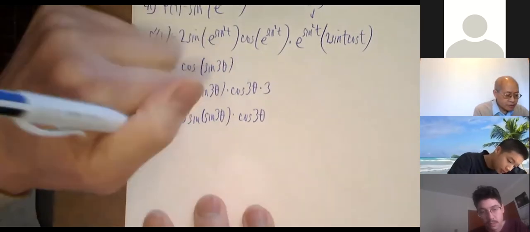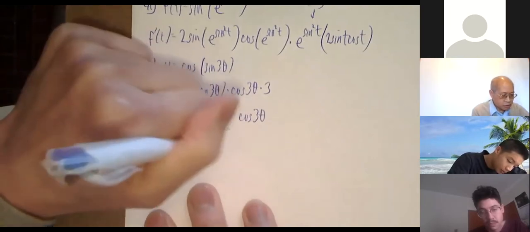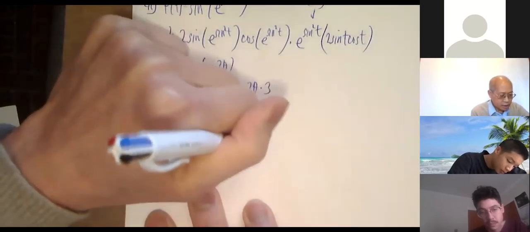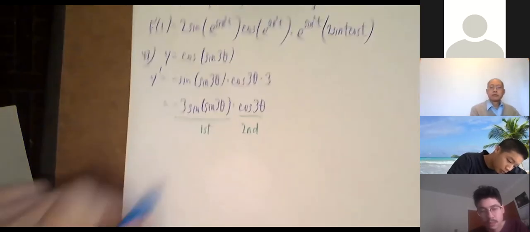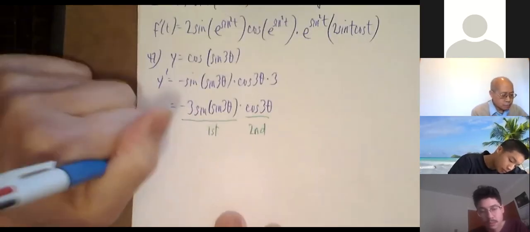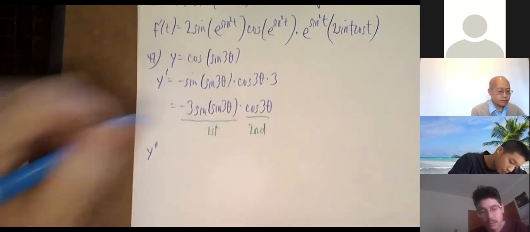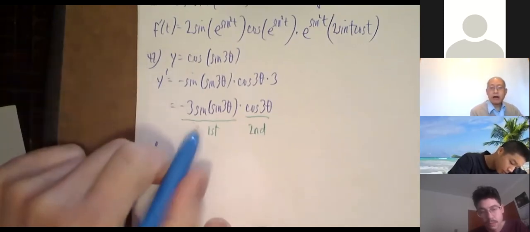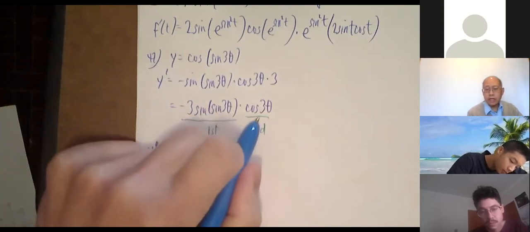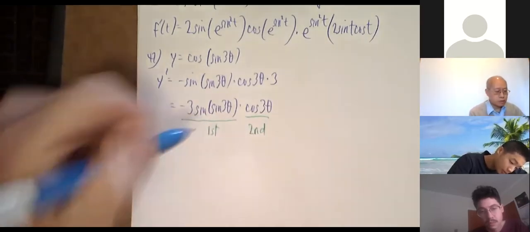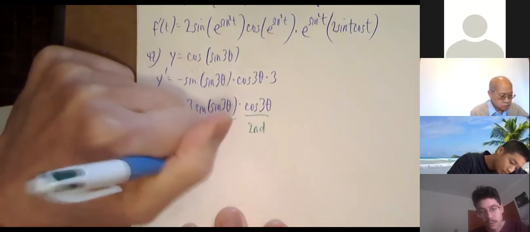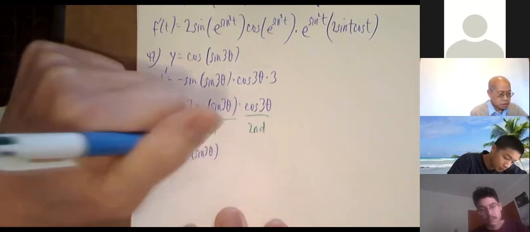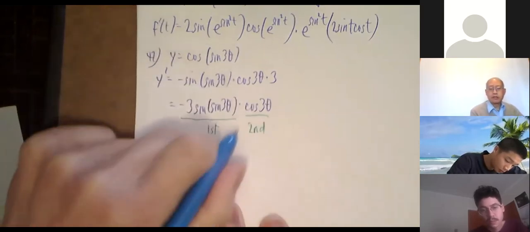And I'm going to think of this as the first function. This is the second function, sort of like f and g. So for y double prime, which is the derivative of the derivative, it's a product rule: first times derivative of second, plus the second times derivative of first. So first times the derivative of second.